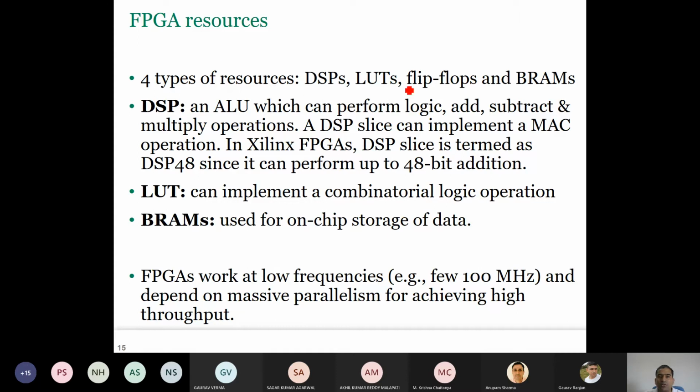So now these are the 4 types of resources on Xilinx FPGAs. There are others like Altera. They may have slight differences, but that's fine. So here we have DSPs, which is digital signal processor, LUTs, lookup table, flip-flops, and block RAM. Block RAM is just RAM. It's just like we say SRAM, but it is specifically called block RAM. I don't exactly know the reason, but it is called block RAM. It is just similar to the SRAM. Okay, so DSP is an ALU which can perform logic and add, subtract, multiply operations.